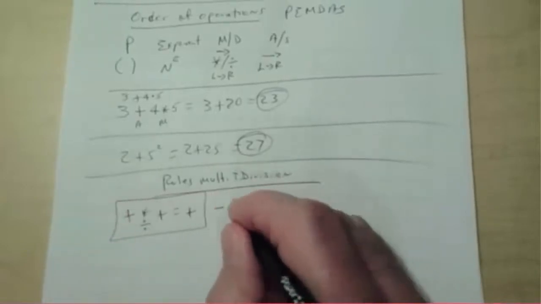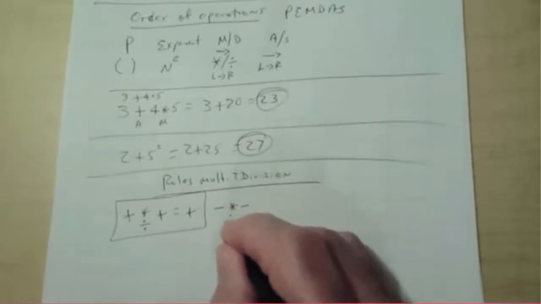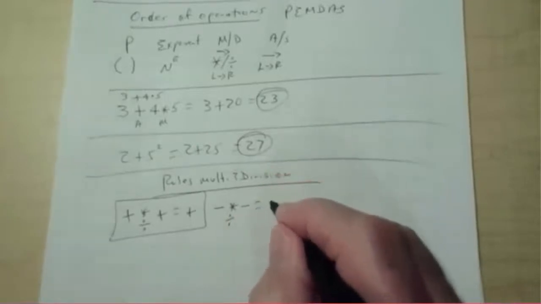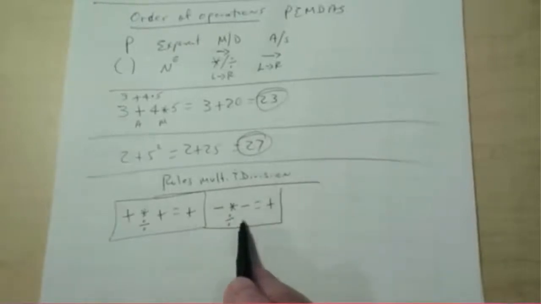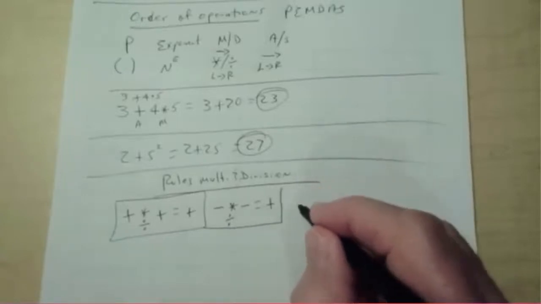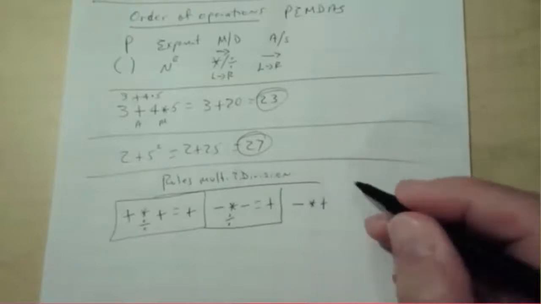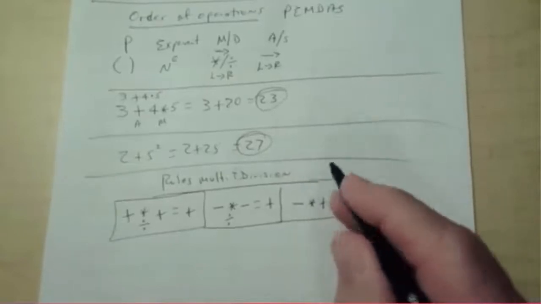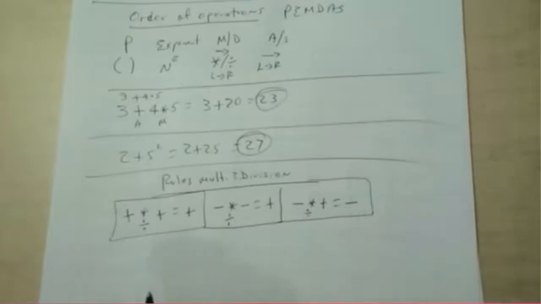Now, if you have a negative times a negative or divided by, remember the rules are the same, multiplication and division, the answer is also positive. In other words, if the signs are the same and you're multiplying or dividing, the answer is going to be positive. Now, if one of the numbers is negative and the other one's positive, the answer will be negative. Multiply or divide. Okay, very important.